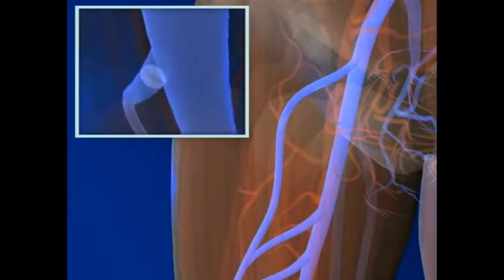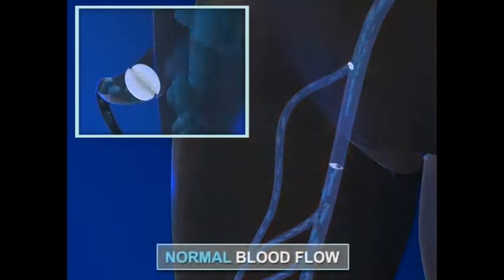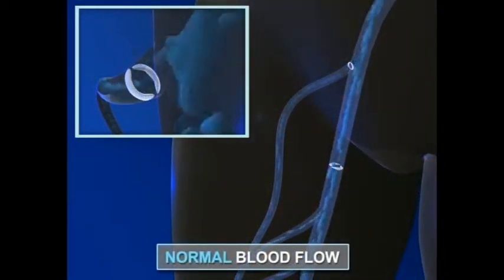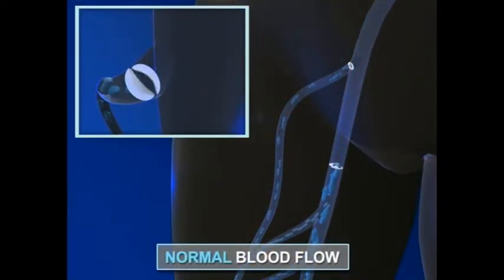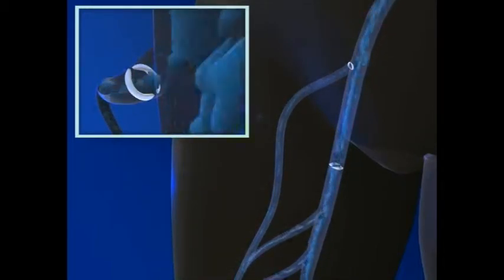There are multiple one-way valves inside the lumen of the veins. When these valves are damaged or the veins are stretched out, these valves become incompetent and the blood can leak downwards. This is called venous insufficiency.